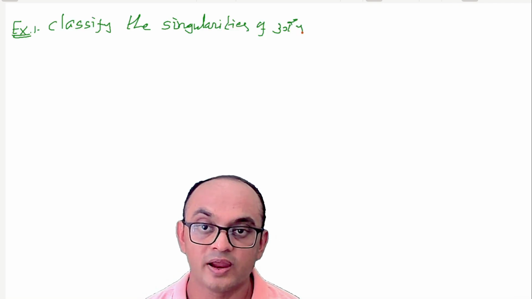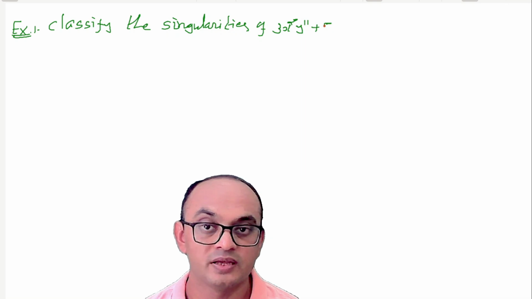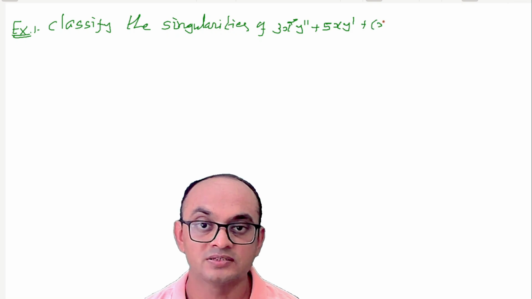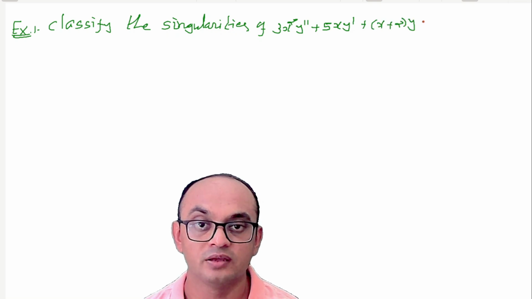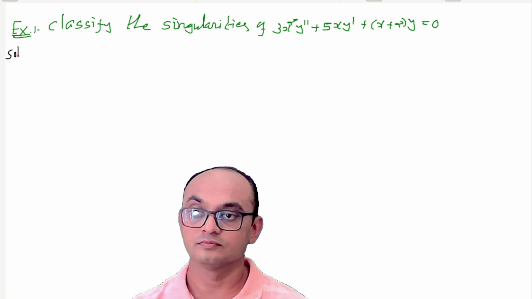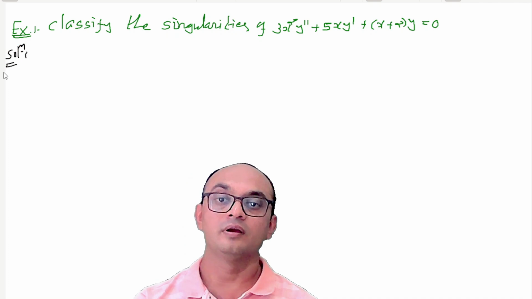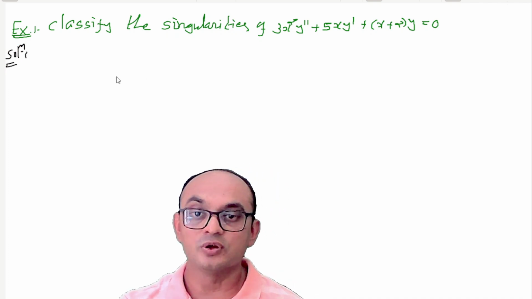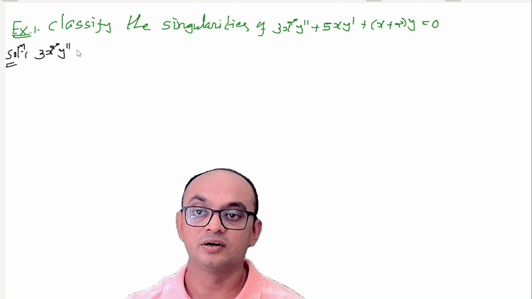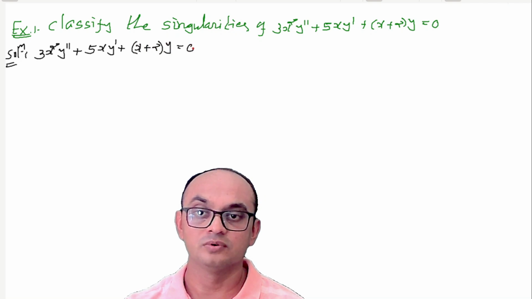3x square y double dash plus 5x y dash plus (x plus 2) into y equal to 0. Let us write the solution. What have we been given? 3x square y double dash plus 5x y dash plus (x plus 2) into y equal to 0.